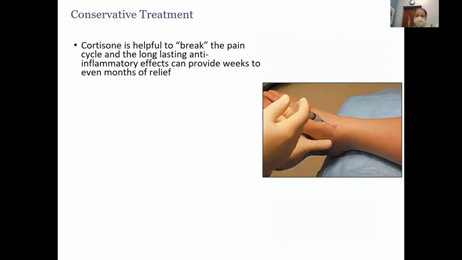So first, briefly touching on conservative treatment. What cortisone does is it kind of breaks the pain cycle. This can help reduce any of the effects of the flare-up from the ankle itself and can provide weeks to months of relief. You can get these every 3 to 4 months. And even if you have steroid injections in other joints, that does not preclude you from being able to get an injection in your ankle joint.